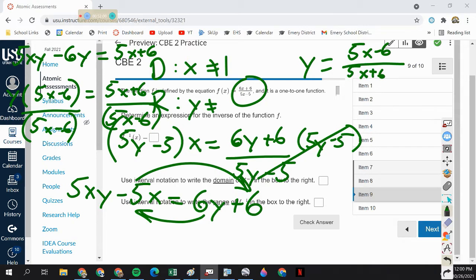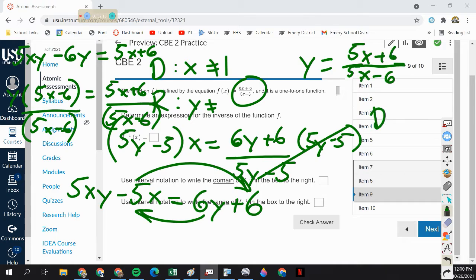Oh, did I do it backwards? Sorry, you're right. So 5x, I missed it over, no I didn't. 5x plus 6 and 5x minus 6.